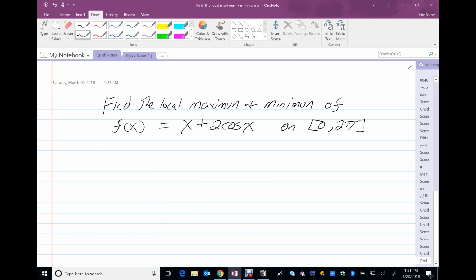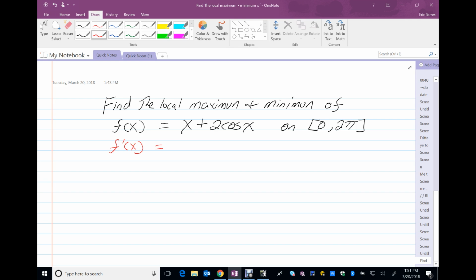Okay, we're going to take this function and find the local maximum and minimum, or minimums, of the function, which is x plus 2 cosine of x on the interval 0 to 2 pi. So that'll be our starting point. Let's go ahead and do that by first finding the derivative and setting it equal to 0.